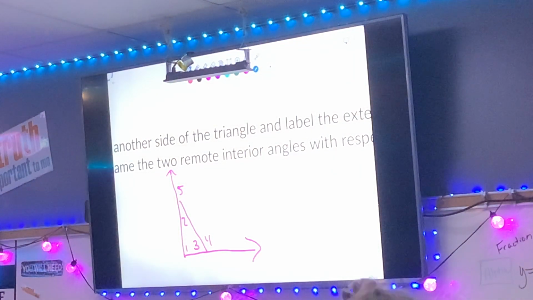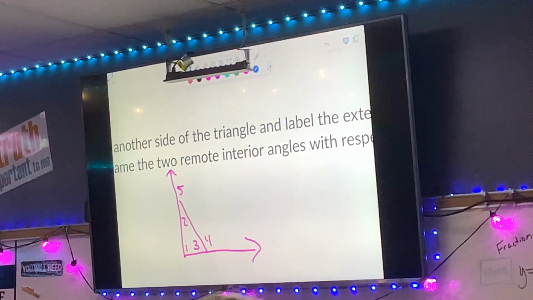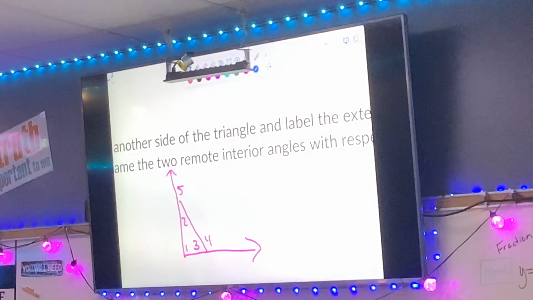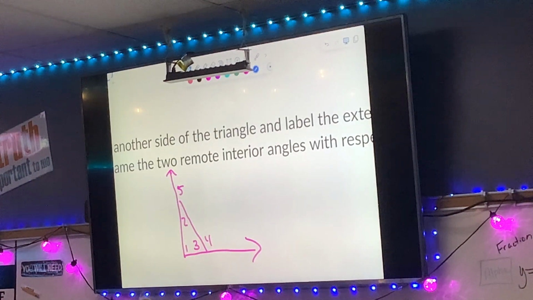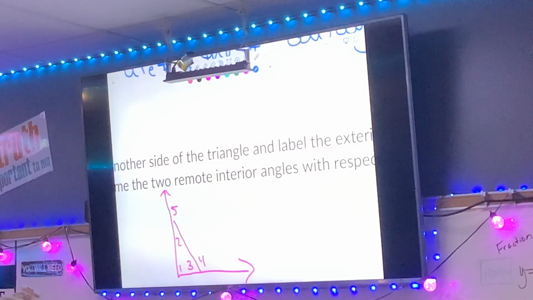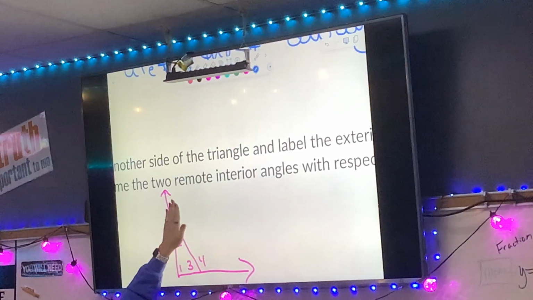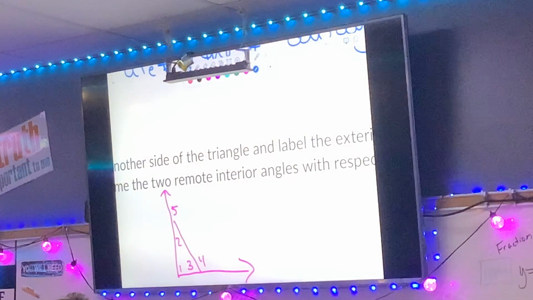Okay, so if I had to find the measure of angle 5, which two angles would I add? 3 and 4. You're not going to add an exterior ever, so cover this. One and three. Do you see how to use your hand and cover it?